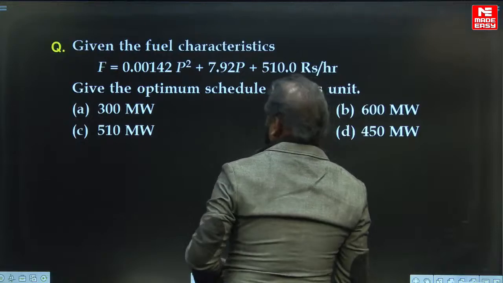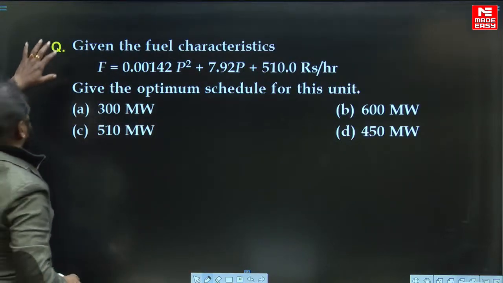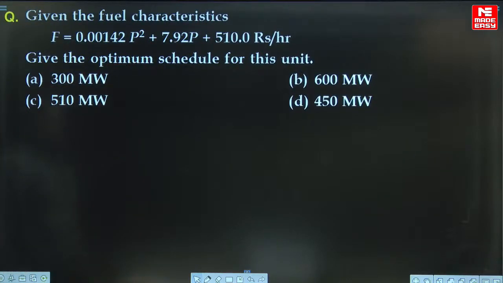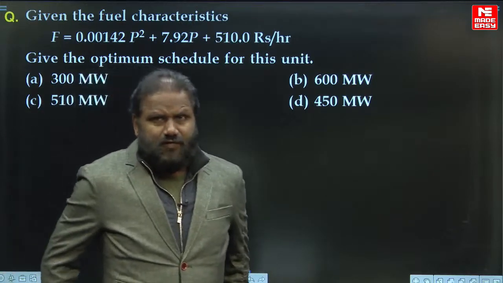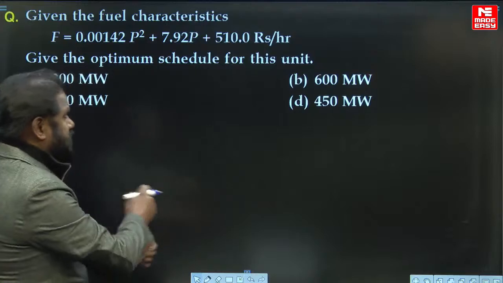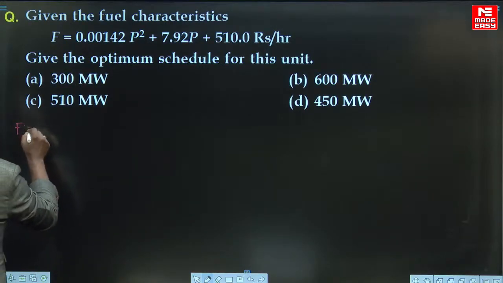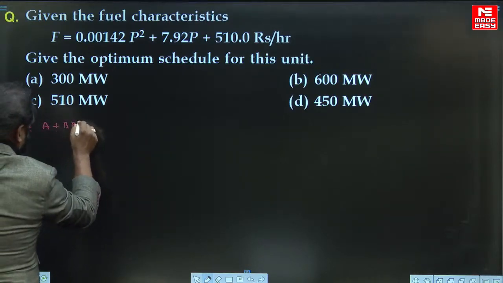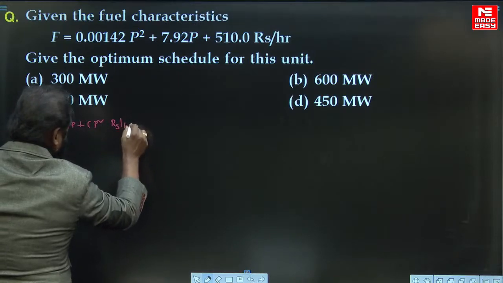Okay, next is that given the fuel characteristics, this one is optimum scheduling for this unit. This is a super question, a very excellent question. Please pay concentration on this one. I don't know whether you have studied this so far or not, but you can assess it like this. The cost formula F you can write like this: A plus BP plus CP square rupees per hour.